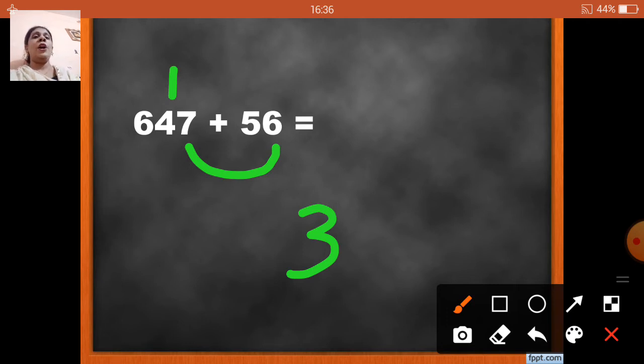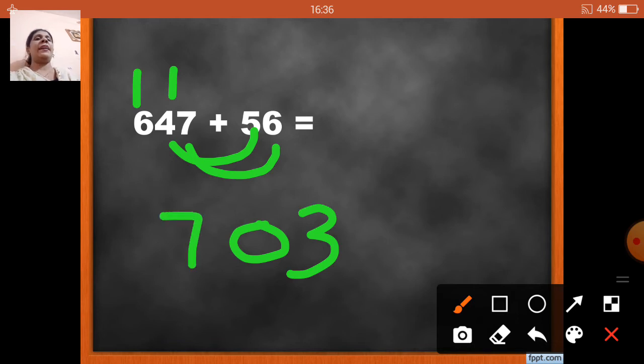So 4 plus 1 will be 5. Correct. Now that 5 we will add to this 5, that is in tens place. So 5 plus 5 will be 10. So we will add 0 here and 1 we are going to carry over. So 6 plus 1 will be 7. Correct. So when we add 647 plus 56, we get our answer 703.